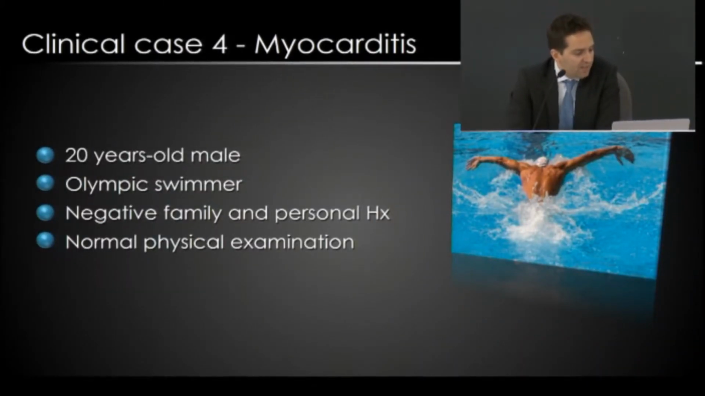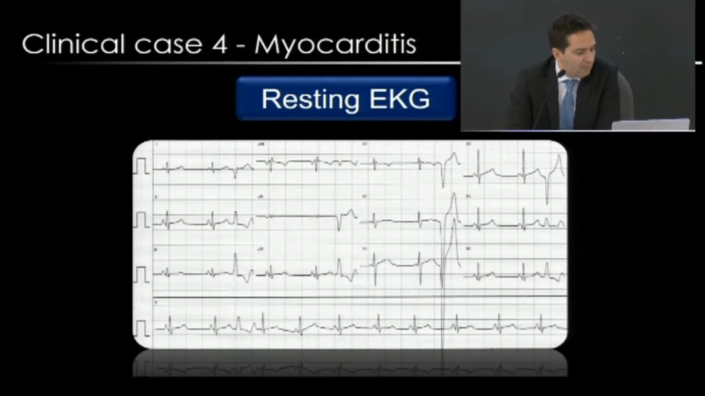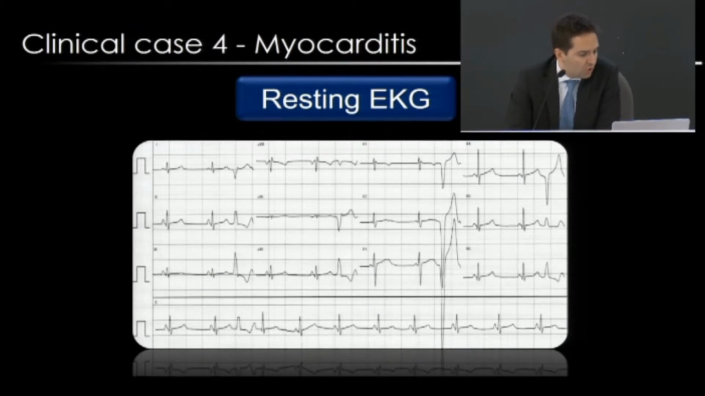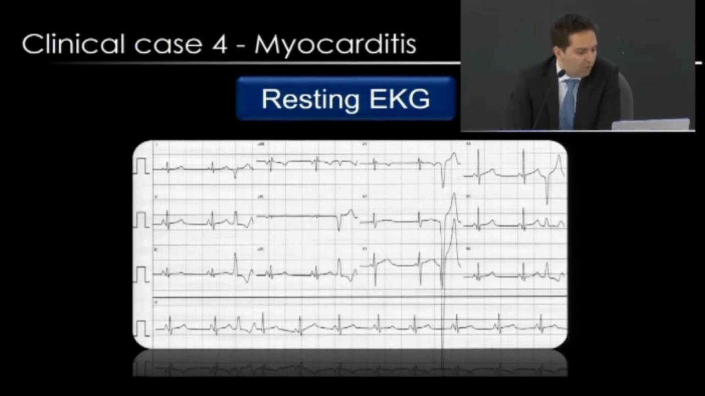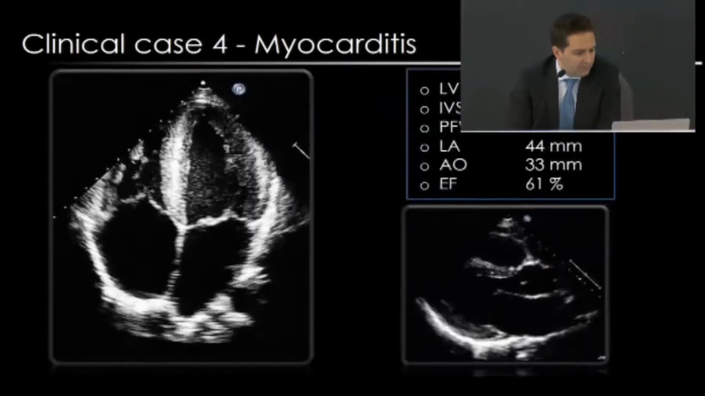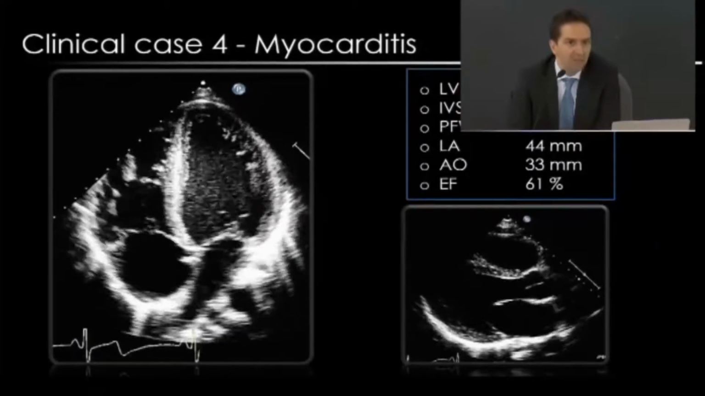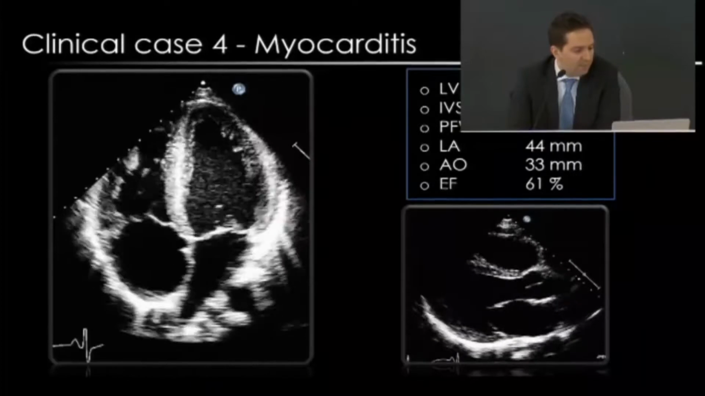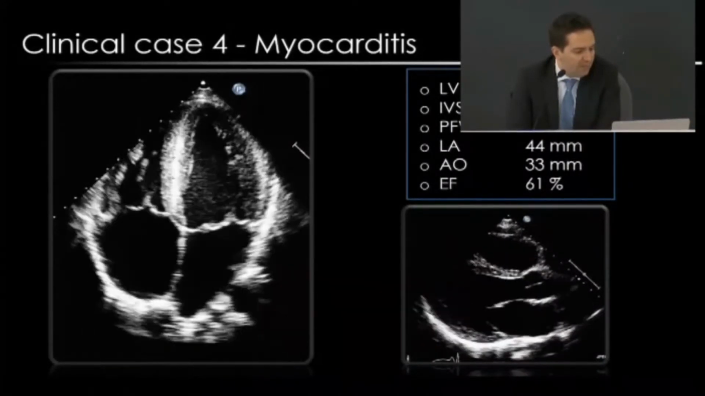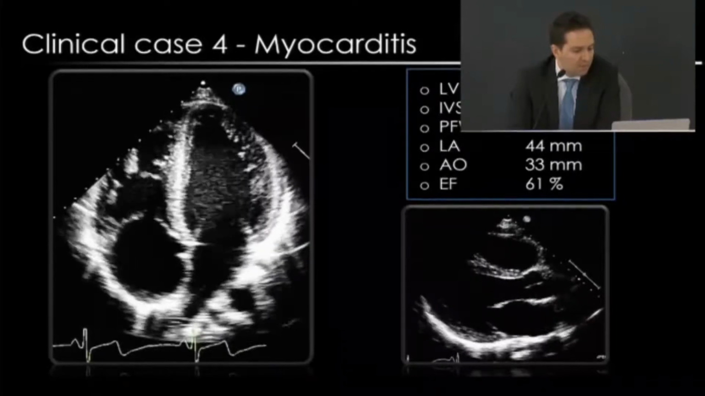This is a 20-year-old male, Olympic swimmer, with a negative family and personal history and normal physical examination. This is the baseline ECG that shows that there are some ventricular arrhythmias. In particular, here there is a left bundle branch block PVC. And he did an echocardiogram. The left ventricle was a little bit dilated, 62 millimeter, but it was not considered pathological. The septum was 12, the posterior wall was 11, and the ejection fraction was 61%.